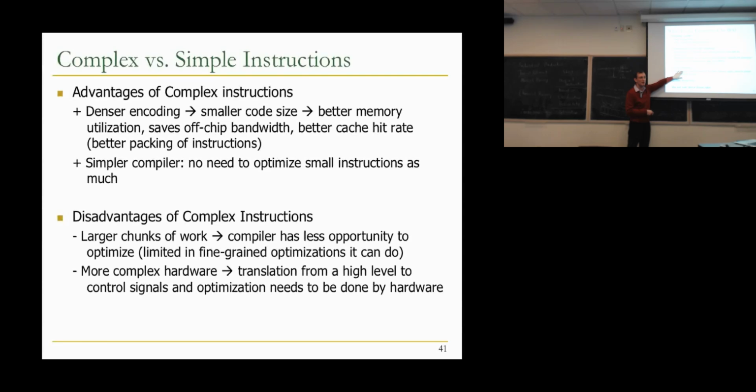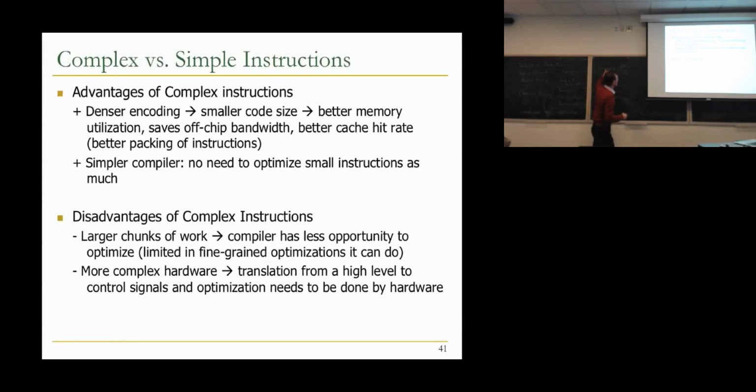The obvious disadvantage is it's more complex hardware, right? Now the hardware needs to support all of these complex instructions and the corresponding complex data types. Translation from a high level to control signals and optimization needs to be done by the hardware. So if your ISA is here, the compiler needs to do this much work. Think about it that way. And hardware needs to do this much work. As opposed to if your ISA is here, in that case, your hardware's work is simpler. The compiler's work is a lot more, at least to get the same performance if you want to equalize something.